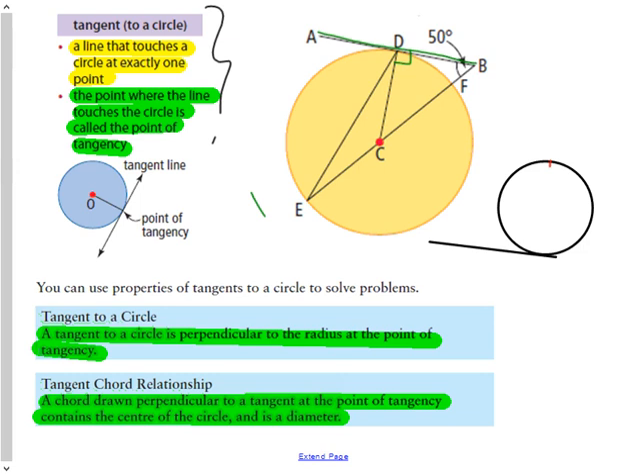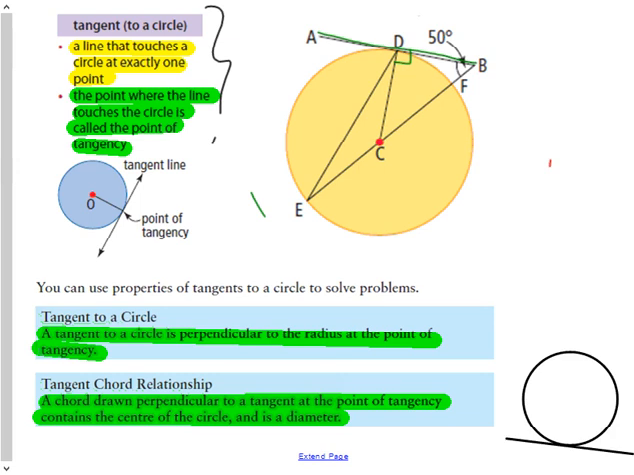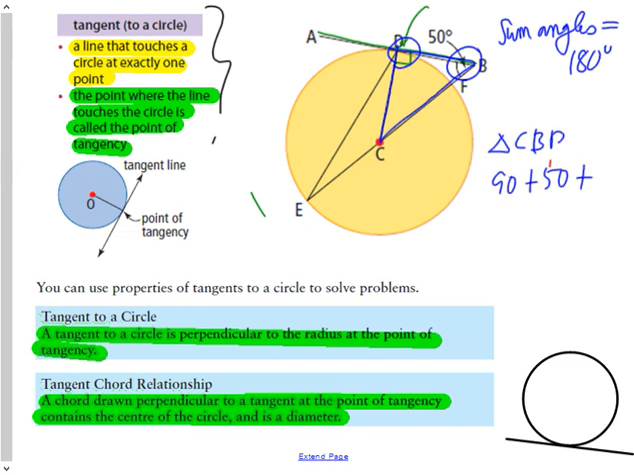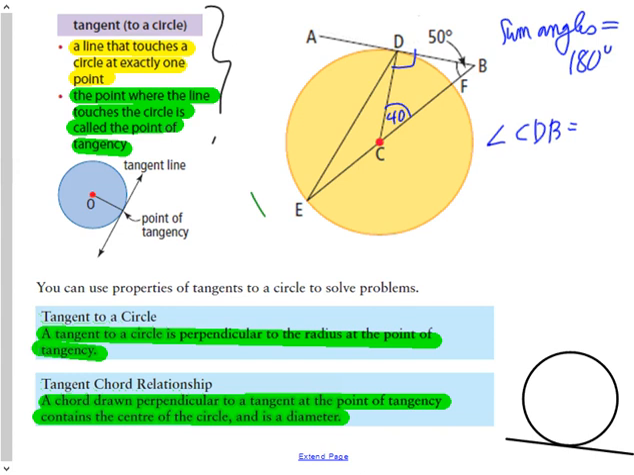So the first thing we did is we knew that that was 90 degrees because it was tangent to the circle. Because this blue triangle has three angles, one of them is 90, one of them is 50, and the sum of all angles has to equal 180, I knew that the third angle, this one right here, had to be the remainder, which was 40 degrees. So we wrote that down as angle CDB equals 90 degrees, and angle BCD, the one we just found out, was 40 degrees.